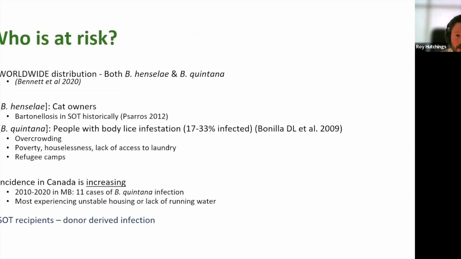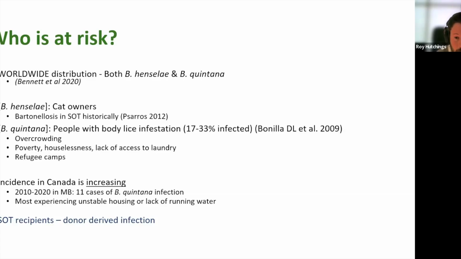So who's at risk of Bartonella? Well, both species are found all around the world, including Canada. Typically, people most at risk of Bartonella henselae infection are cat owners. And before 2012 or so, all reported Bartonellosis cases in solid organ transplant recipients were Bartonella henselae, typically amongst cat owners.